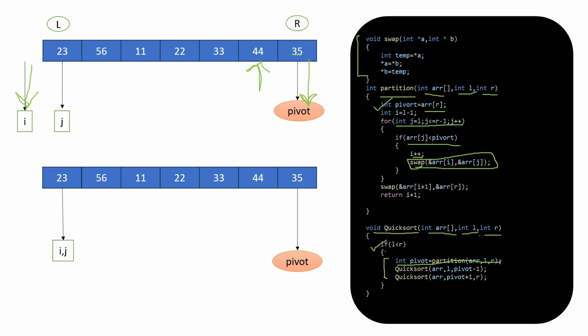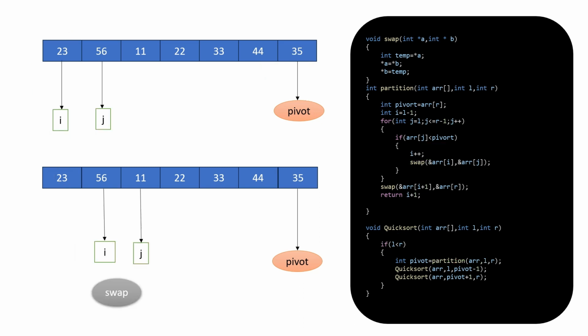So initially i will be here and our j will be here. We find that our 23 is smaller than the pivot element. Thus, i will be incremented and j will be at the 0th index as well. So it doesn't require any swapping. It just increments i by 1, and now i and j will be at the same position. After the one iteration, we increment our j. So here our j will be at this place and i will be at the previous index.